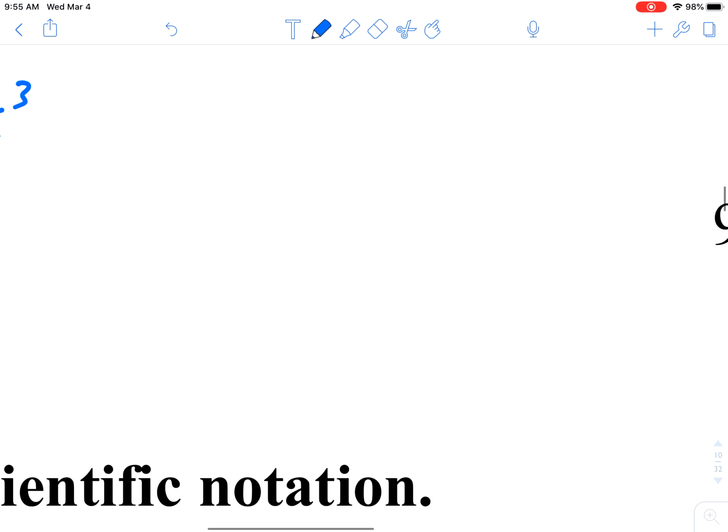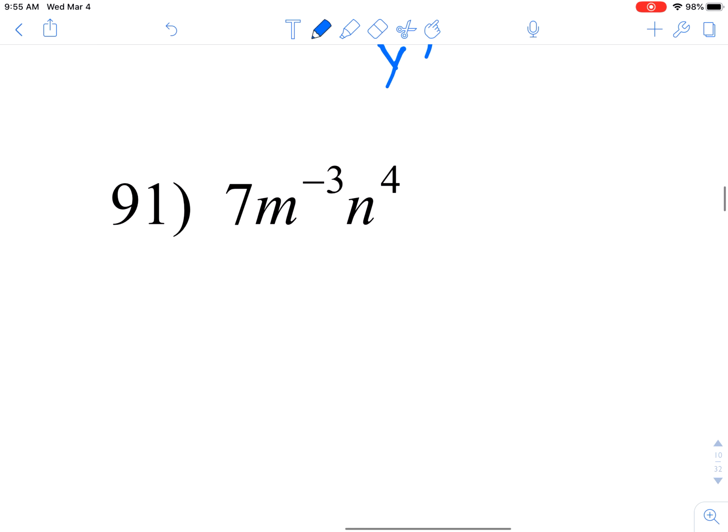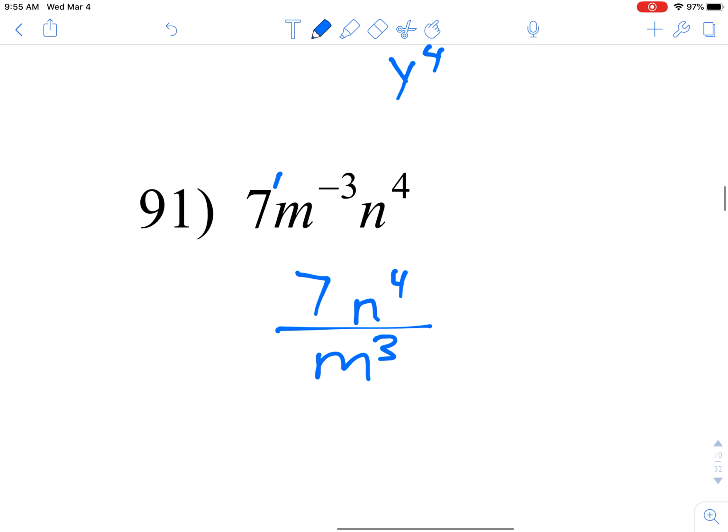Looking at 91, which is our last problem for today. Again, 7's still positive, so it stays on top. The exponent's positive, it's a 1. M is not, so it gets moved to the bottom, becomes positive. N is already positive, it stays on top. Again, that's called the negative exponent rule.